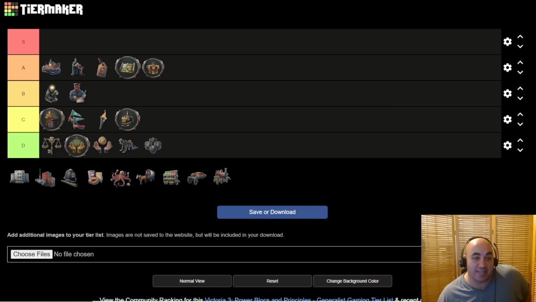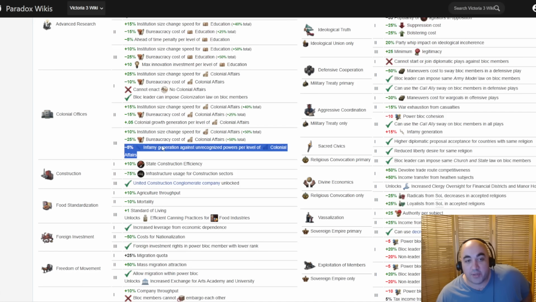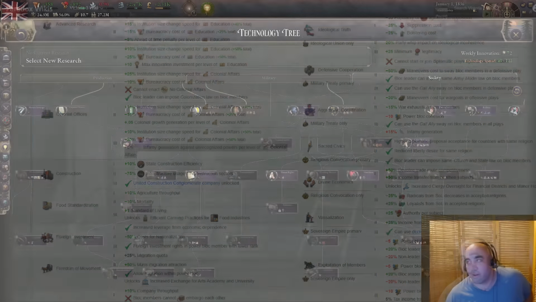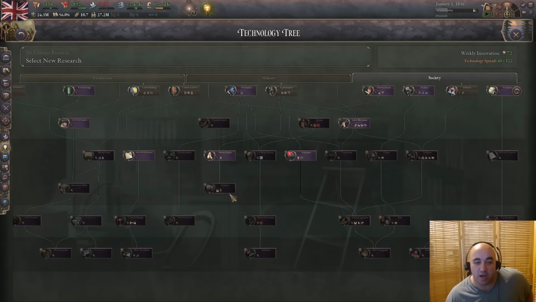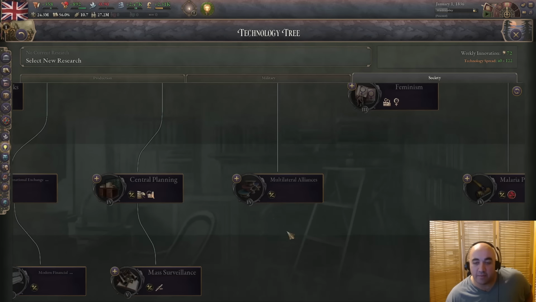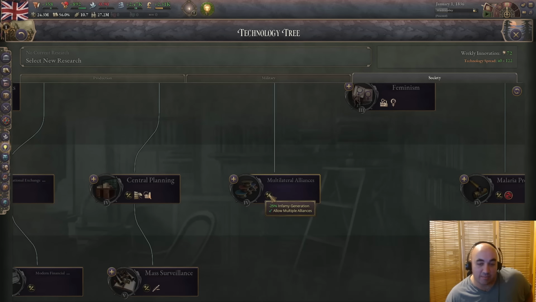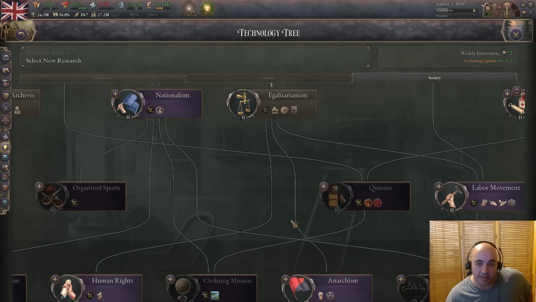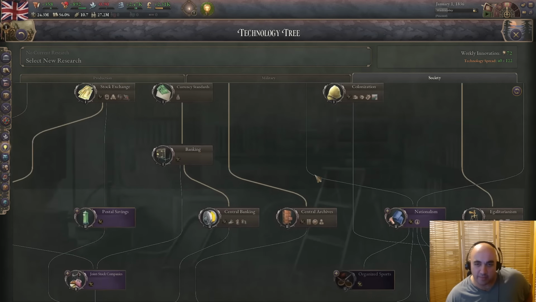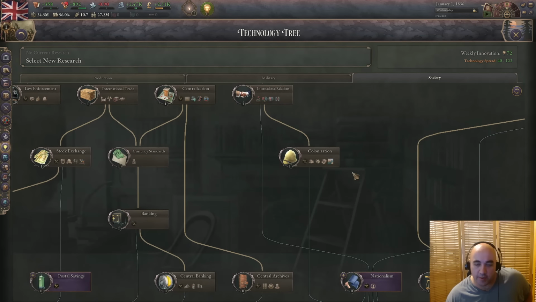This one is kind of insane. And you could kind of just ignore everything here, except for this minus 5% infamy generation on unrecognized powers per level of colonial affairs. This is not very good in the early game, but as you get into the later game, and you stack these modifiers that give minus infamy cost, like multilateral alliances, minus 25% infamy generation, civilizing mission, minus 25% on unrecognized powers. Also, colonization itself is minus 10 on unrecognized powers.